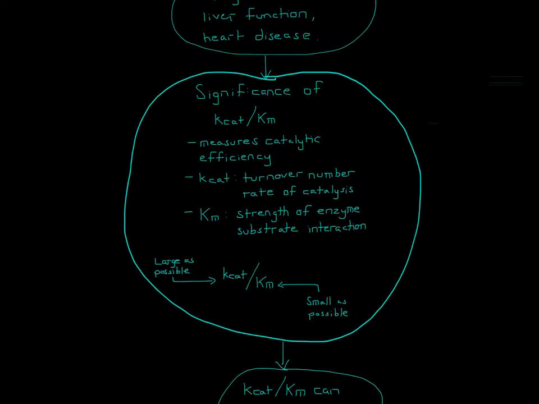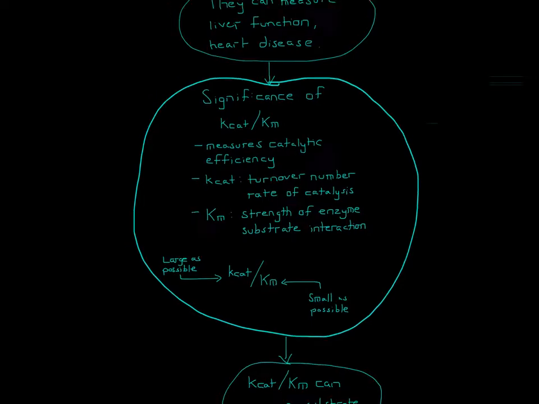So another concept we have to talk about is the significance of Kcat over Km. So this actually measures the catalytic efficiency. So Kcat, right, is the turnover number, the rate of catalysis. Km is the strength of enzyme-substrate interactions. So for the highest catalytic efficiency, we want Kcat to be as large as possible, right? Because that means the turnover rate is very high, and we want Km to be as small as possible. So we want the strength of the enzyme-substrate interaction to be low. And that means the highest catalytic efficiency.